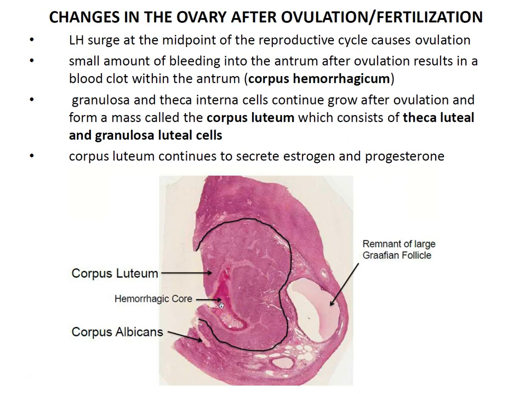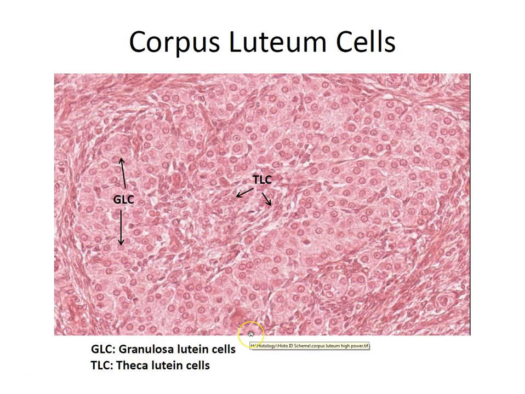Now, both granulosa and theca interna cells continue to grow and form a mass called the corpus luteum, which is outlined here. This corpus luteum consists of theca lutein and granulosa lutein cells, and it's a very vascularized structure. This is a section through the corpus luteum, and what you're looking at here are granulosa lutein cells and theca lutein cells.